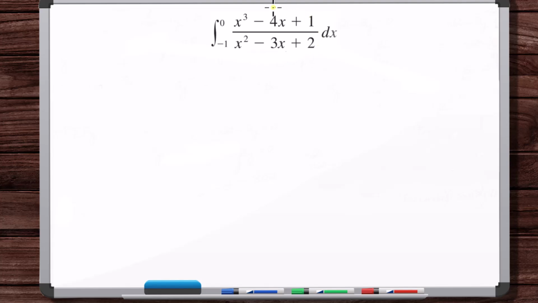Okay, so we need to integrate this rational function. To perform partial fraction decomposition, let's first see if the order of the numerator is less than the order of the denominator. It's not in this case, so we need to do polynomial long division. Okay, x cubed divided by x squared is x. Now multiply x by the divisor.